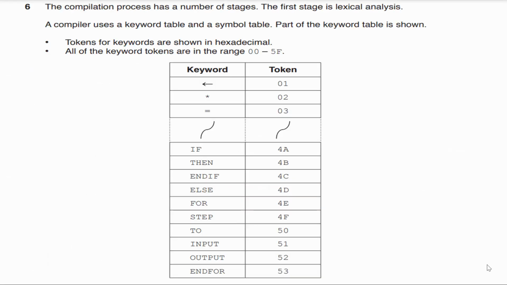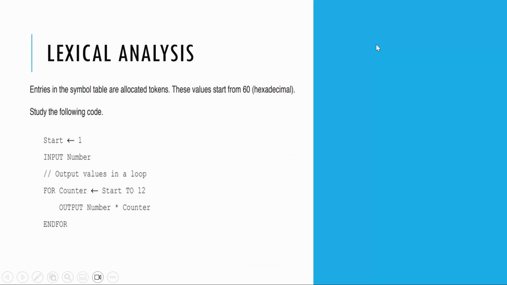The compilation process has a number of stages. The first stage is lexical analysis, just like we said earlier. A compiler uses a keyword table and a symbol table. This right here is a keyword table. These are the reserved words that a programming language recognizes, and it says part of the keyword table is shown. Tokens for keywords are shown in hexadecimal. Now you may be saying, how did these tokens come into play? We're going to get into that towards the end of the video. All of the keyword tokens are in the range 00 to 5F.